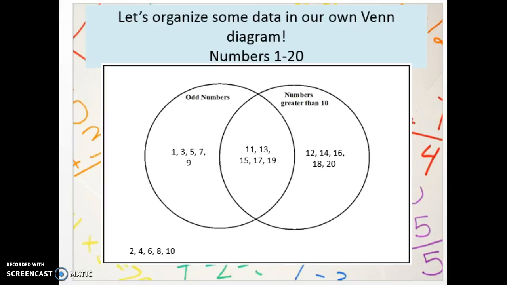You'll notice at the bottom of our Venn diagram here, outside of these circles, are the numbers 2, 4, 6, 8, and 10. These numbers couldn't fit inside any of our circles because they are less than 10 and they are even. But we have to still include them on the outside of the Venn diagram because they are still pieces of our data.